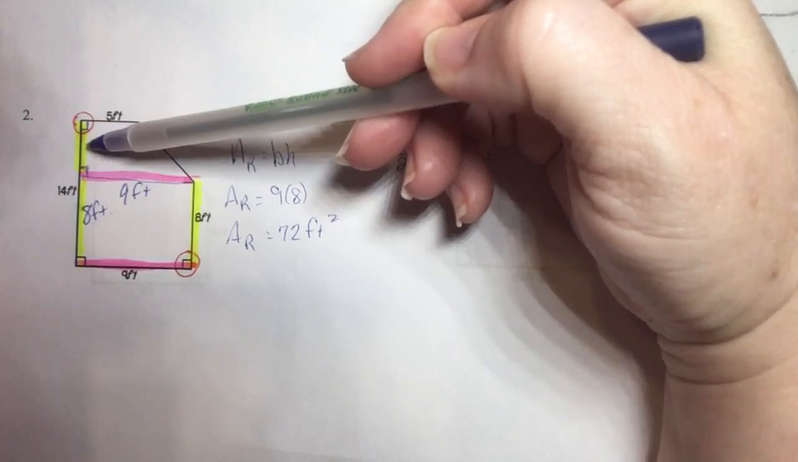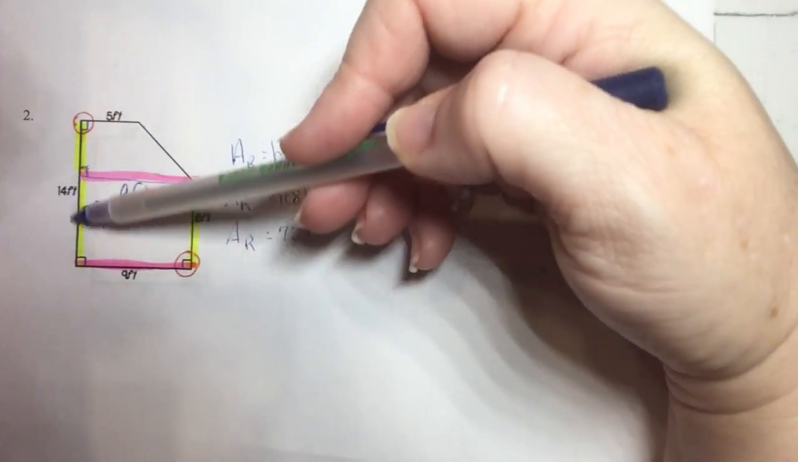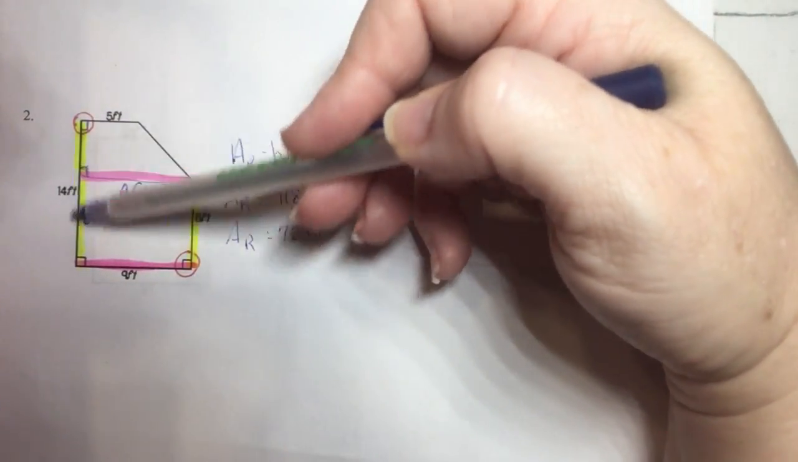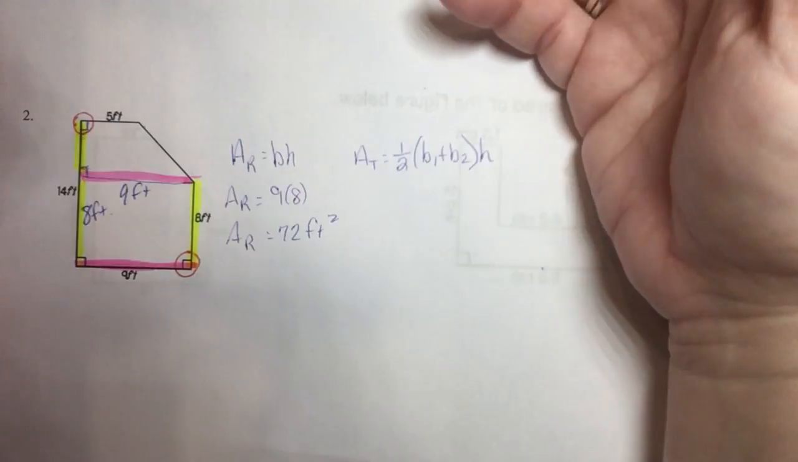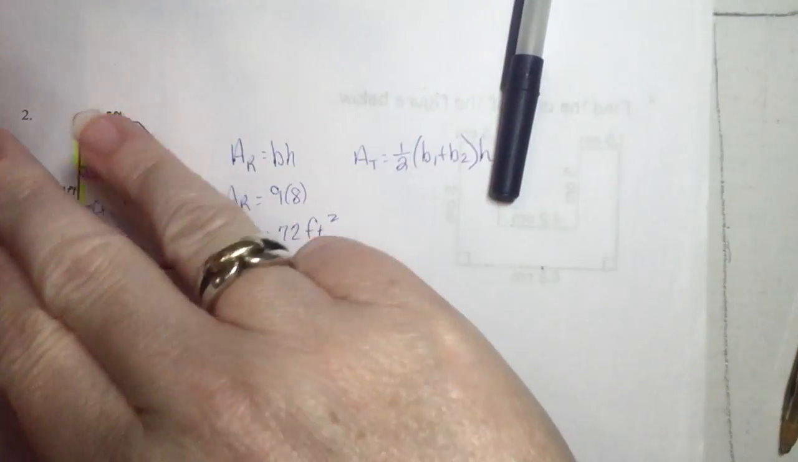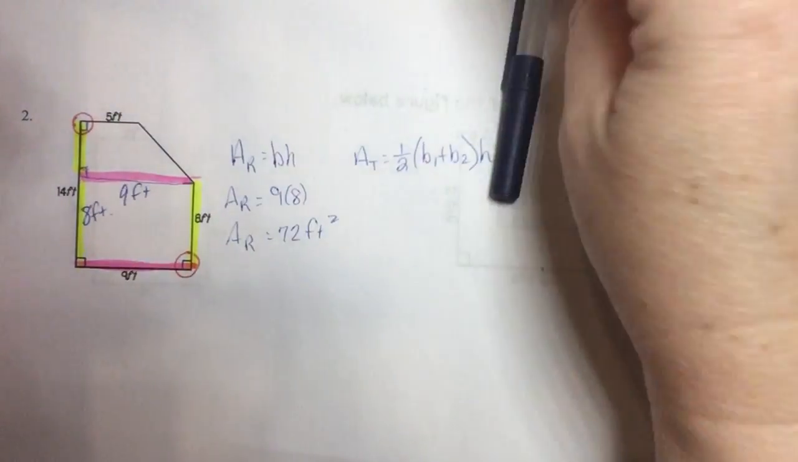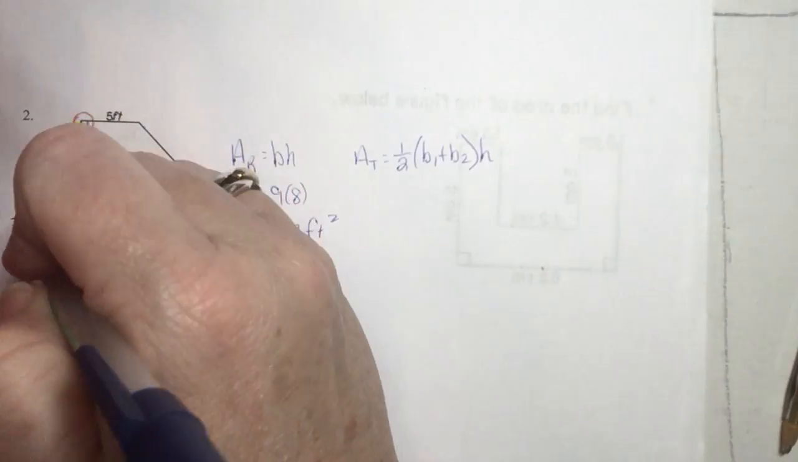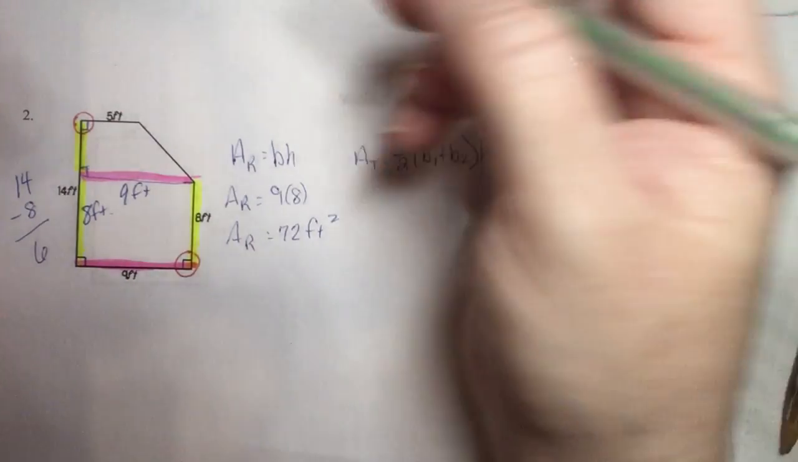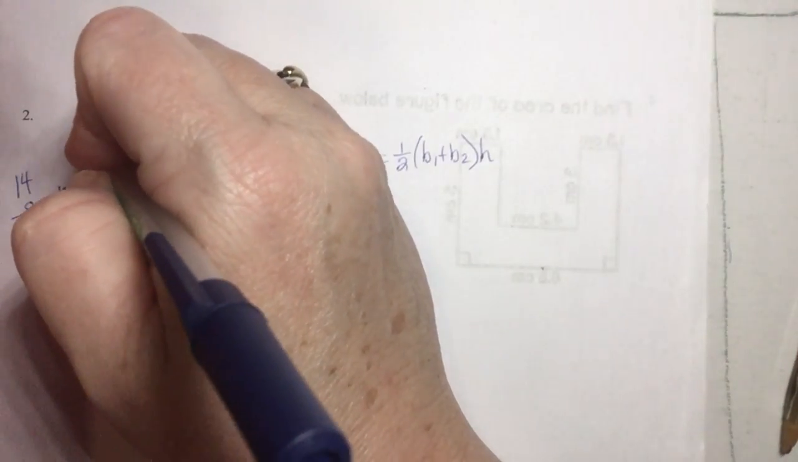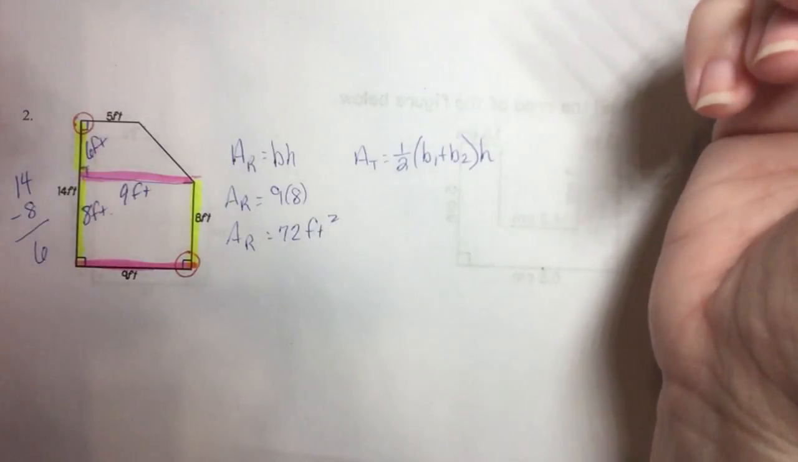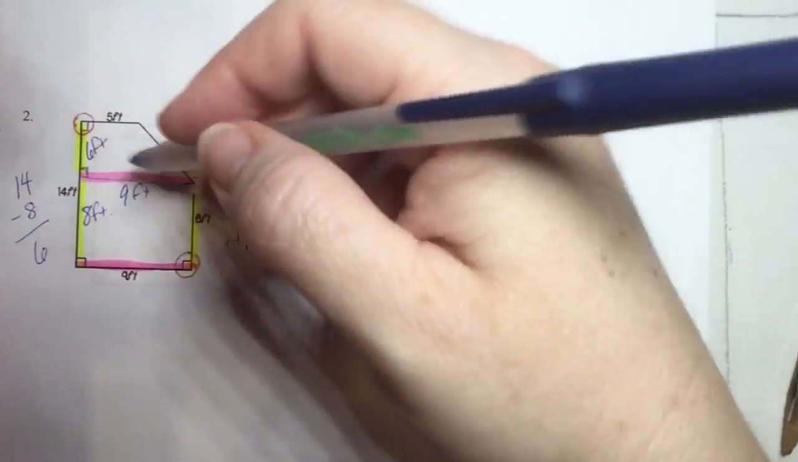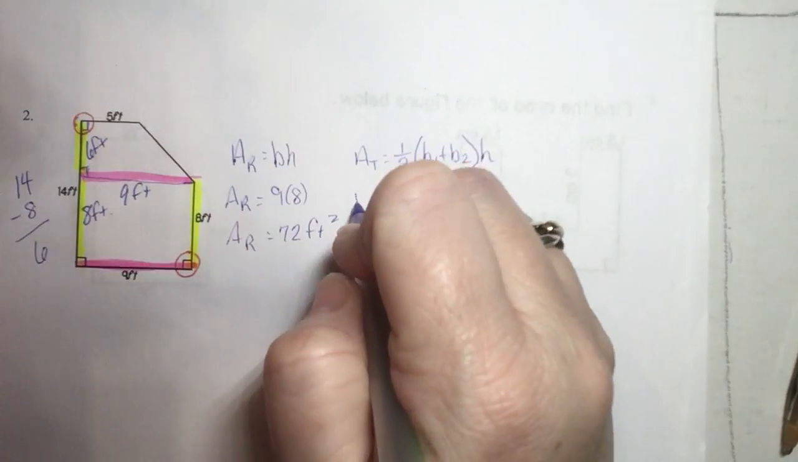So 8 plus what is going to give me this whole length, and the whole length is 14. So you can count up on your fingers, right? So 9, 10, 11, 12, 13, 14. So it'd be 6. Or you can say 14 minus 8 is 6. So this piece right here is 6 feet. So I'm going to take all that information. I'm going to come over here and I'm going to put it into my formula.